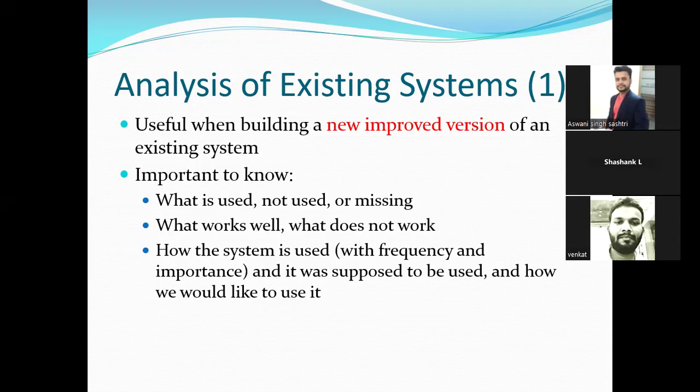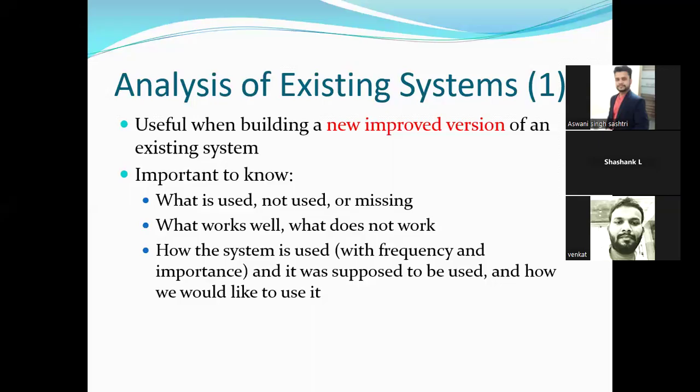Then we should know what is used, what is not used, and what is missing. Means in my application, which features we have used the most, which feature we have not used at all, or which features are missing. That we should know. And how will we be able to know? By doing the analysis of existing system. The analysis of existing system will also help us to understand which features are working fine in our application and which are not.